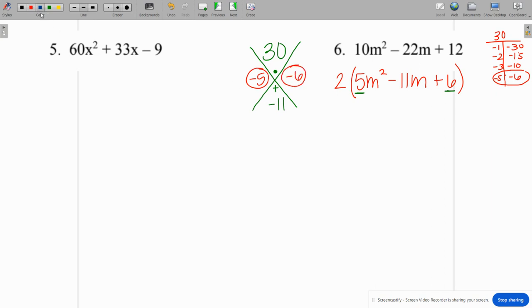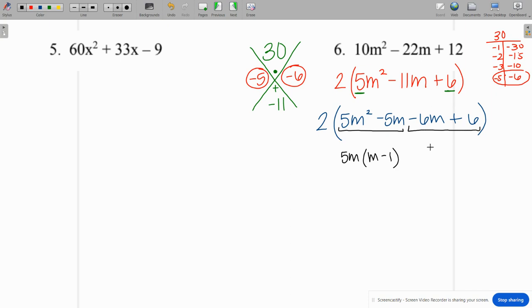So in the next step, I'm going to keep carrying that 2, but I'm going to be making this trinomial into a 4-termed polynomial by splitting the negative 11m into negative 5m and negative 6m. So 5m squared minus 5m minus 6m plus 6. Out of the first group, 5m squared minus 5m, we could factor out a 5m, and we'd be left with m minus 1. The GCF of negative 6m plus 6 is 6 or negative 6.